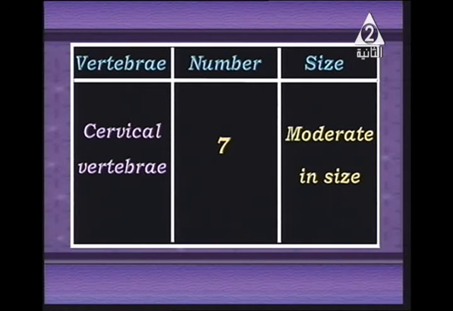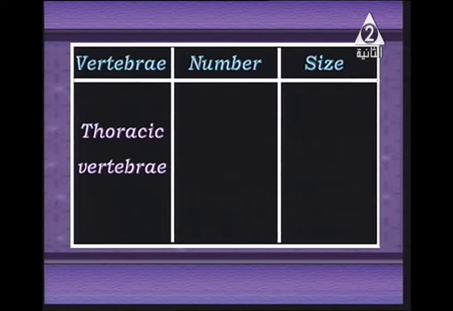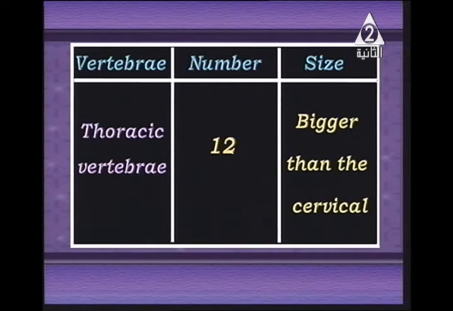The next type is called thoracic vertebrae. From its name, thoracic, they face what? They face the chest cavity or thoracic cavity in front of them. They are 12 thoracic vertebrae, and they have a bigger size than the cervical vertebrae.